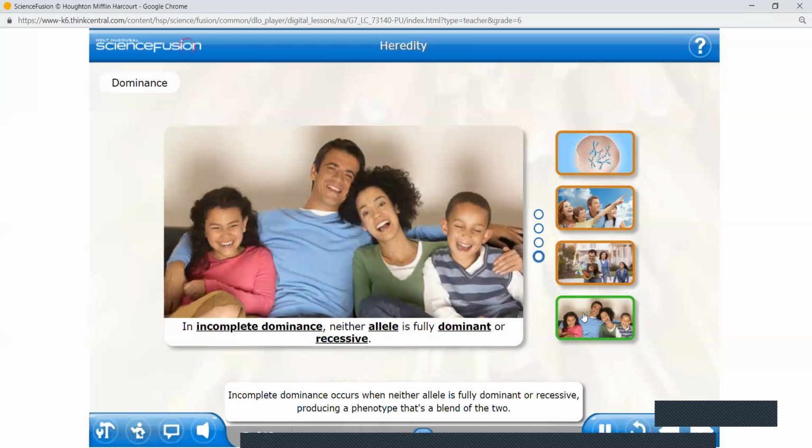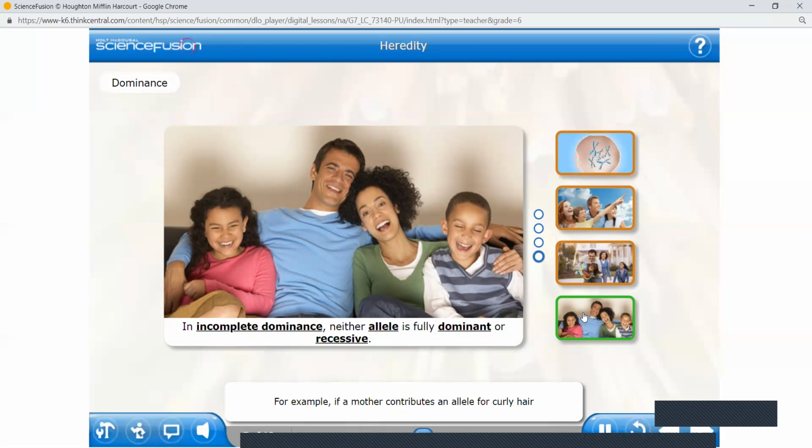Incomplete dominance occurs when neither allele is fully dominant or recessive, producing a phenotype that's a blend of the two. For example, if a mother contributes an allele for curly hair and a father contributes one for straight hair, their child would have wavy hair.